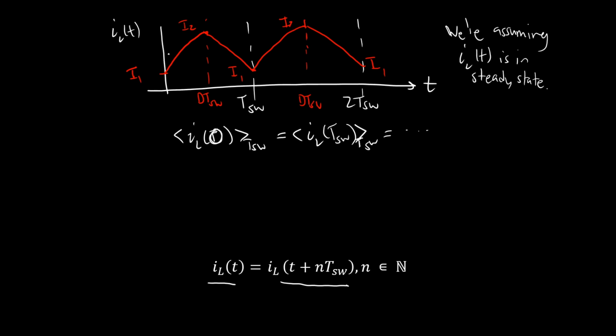Every single point of this waveform is identical to every single point in the next switching cycle, and the one after that, and the one after that. So steady state operation really means that in order to understand how the converter is operating, we can restrict our view to a single switching cycle.